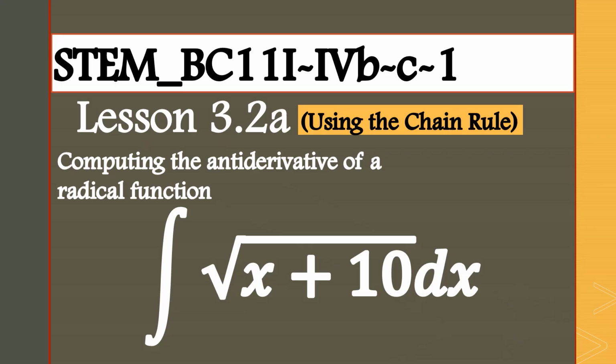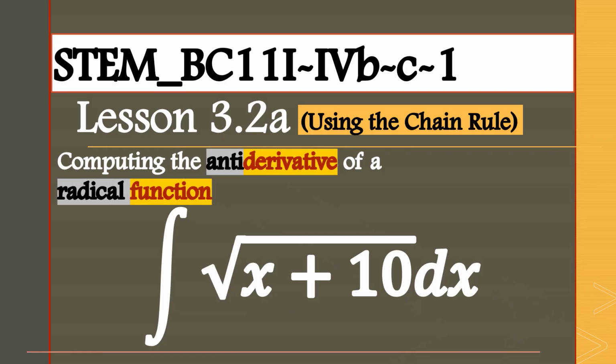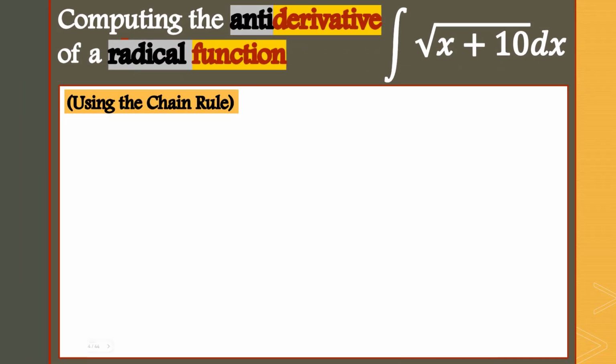Let's compute the antiderivative of this given radical function using the chain rule. So we are given the integral of our function, which is a radical function, the square root of x plus 10 with respect to x. And we are told to use the chain rule.